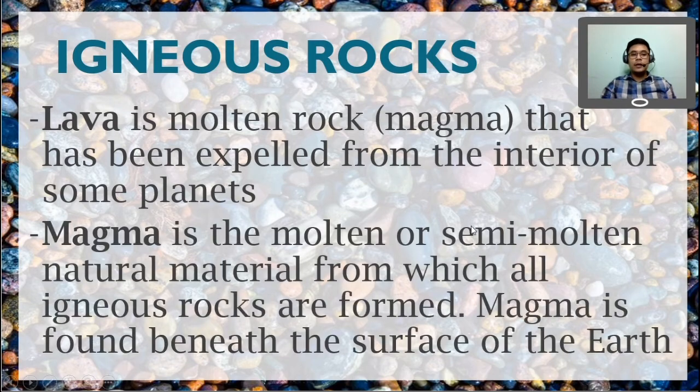On the other hand, magma is a molten or semi-molten natural material from which all igneous rocks are formed. Magma is found beneath the surface of the earth. So pag nasa labas na itong si magma, ang tawag sa kanya ay lava. While on the other hand, kapag nasa loob pa siya, it is called magma. So now you know the difference between lava and magma.